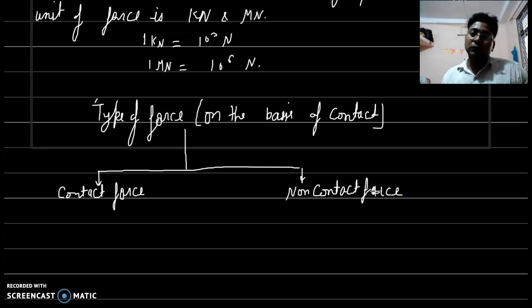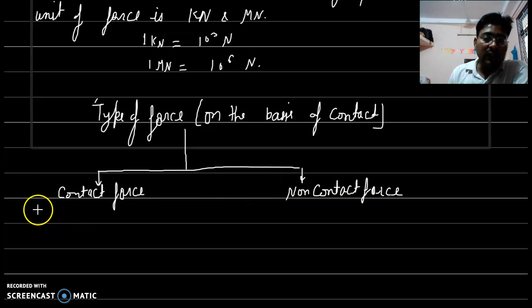Contact force are those force in which two body are in the physical contact. When the body are in the physical contact, then the force between the two bodies is known as the contact force, and the non-contact force are the type of force in which there is no physical contact between the two bodies and the force is acting between the two bodies, then this type of force is non-contact force.